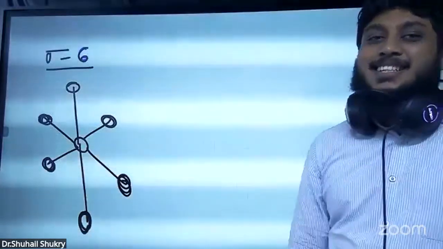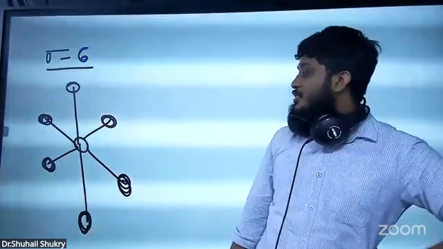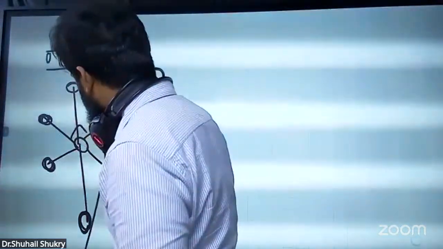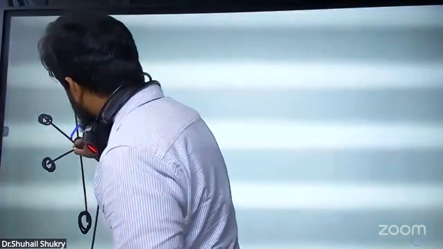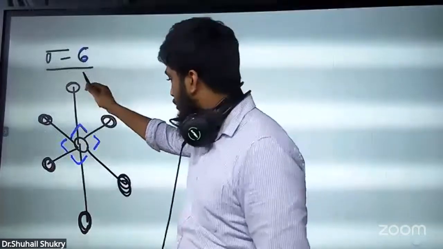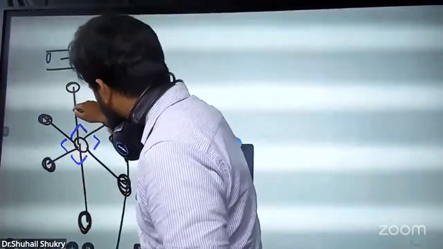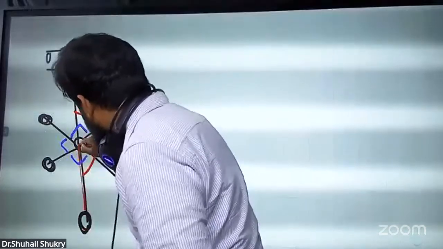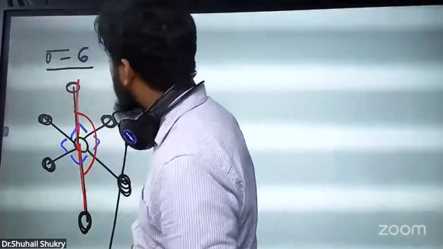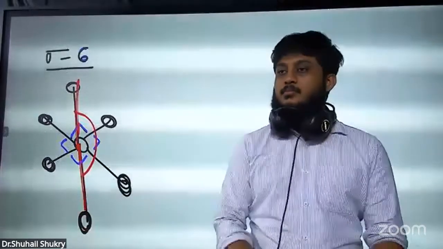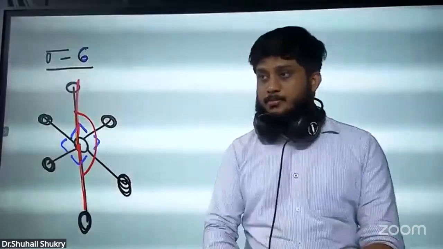Now sigma 6. What is the shape of sigma 6? Between this is actually 90 degrees. These are placed at 90 degrees, and this one is placed directly into this, between this line and this line. There is 180. This red line and this red line, 180. These black lines, 90. Can you understand that? Good.